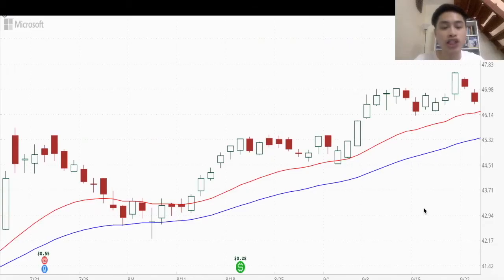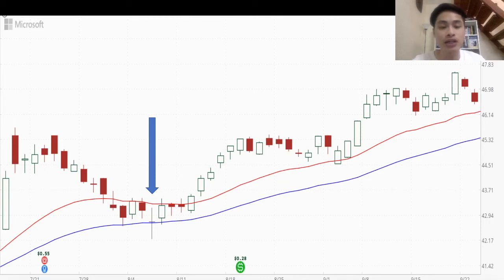Alright, so for this price chart, can you identify where the morning star pattern is? Great, so the morning star pattern is here, right? So we have the first candlestick being a bearish candlestick followed by a doji candlestick followed by a bullish candlestick. So that's the first criteria in the morning star pattern.